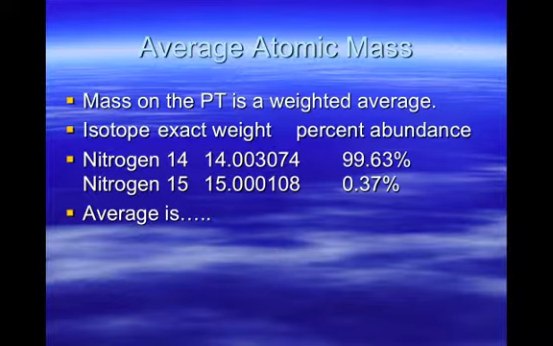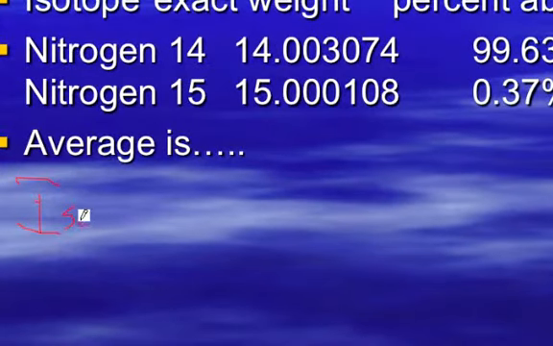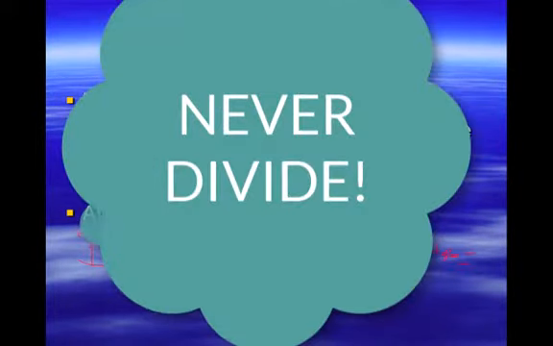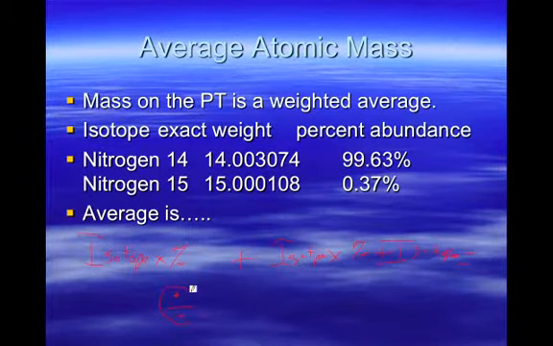So for us to do an average atomic mass, all we have to do, and this is the simplest thing in the world, all we have to do is take the isotope, the mass of it, times the percentage. And then take the second isotope times its percentage, and so on and so on and so on. If you have 15 isotopes, you got to do it 15 times. And you add up. You never divide. Never divide.